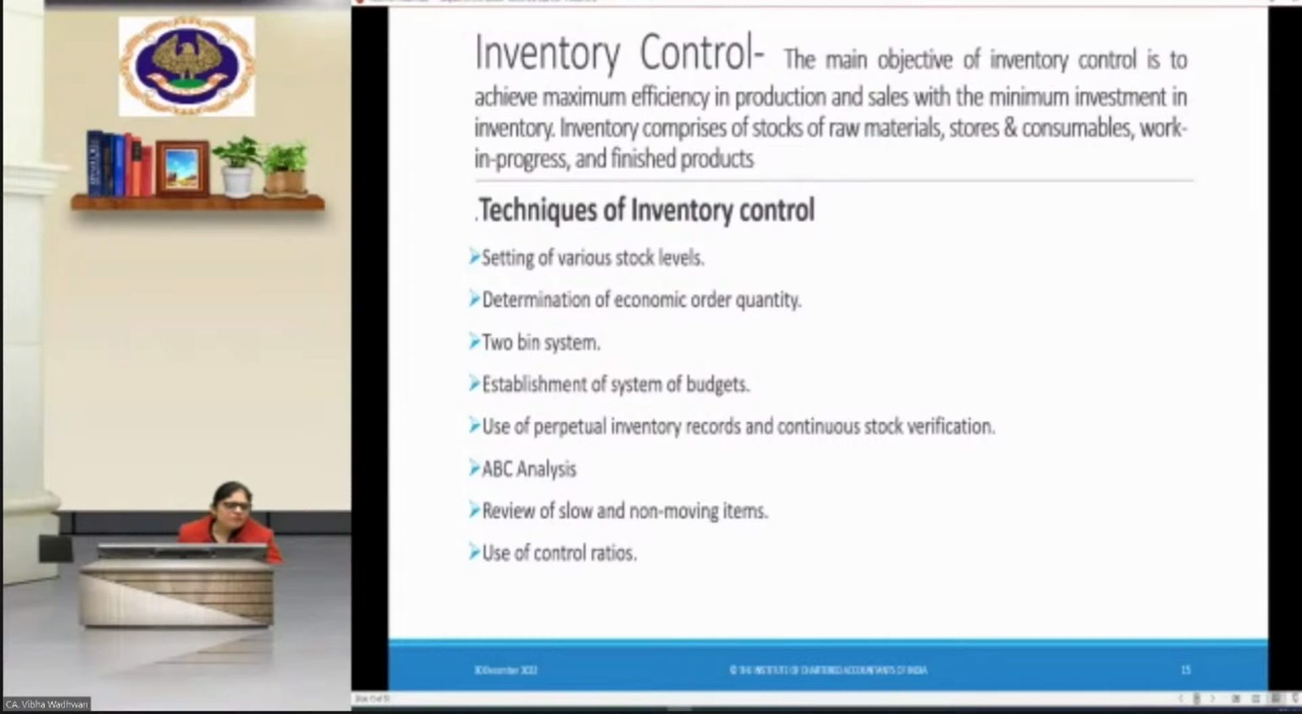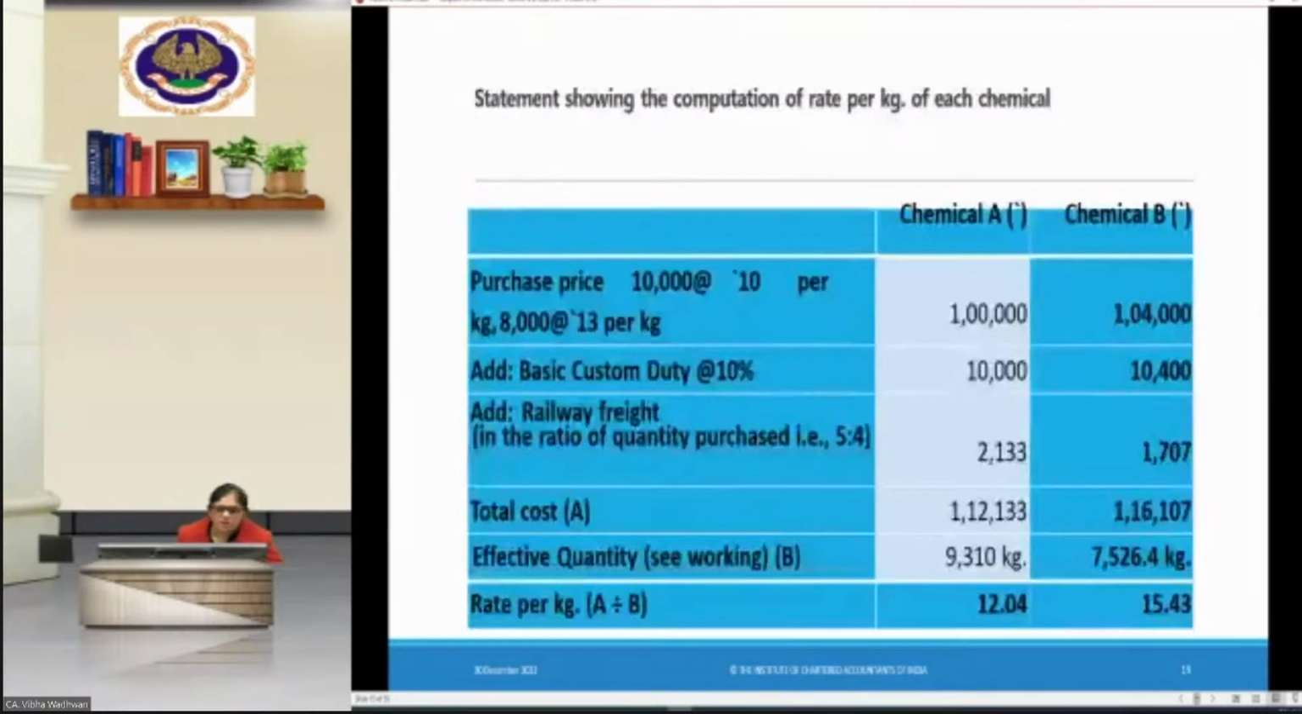See, quantity discount is basically received at the time of purchase only, at the time of invoice only. Because if you have already purchased the bulk quantity, it is received at the time of purchase only. Yes, rate per kg should be this. Very good. So somebody has calculated the rate per kg. Josh has calculated the rate per kg. I hope this is what we have. Yes, you have calculated exactly.